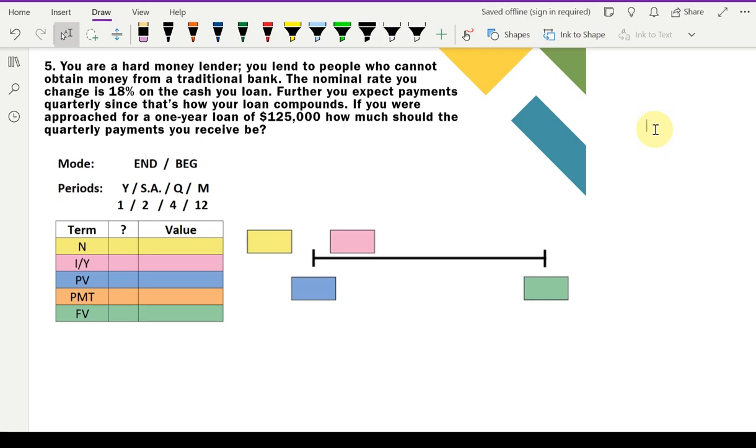Welcome back, students. This is part 2 of the different compounding period problems. So we're going to be starting with number 5. If you wanted to see number 1 through 4, you've got to go to the video before this. Okay, let's go ahead and jump into this.